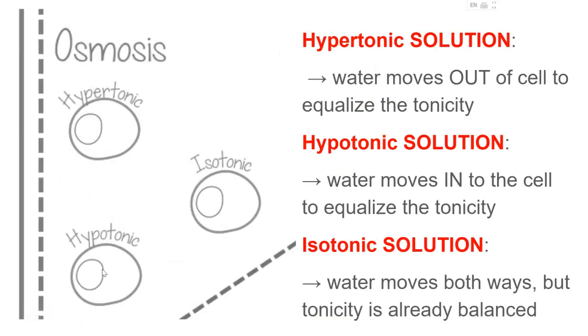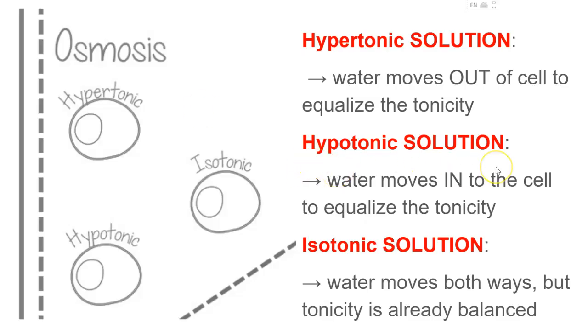So in a hypertonic solution, you have more solute, more salt outside the cell. The water is going to move out of the cell. Remember, a lot of the cell is water. It's going to move out towards the saltiness to equal the solute concentration, or the tonicity.